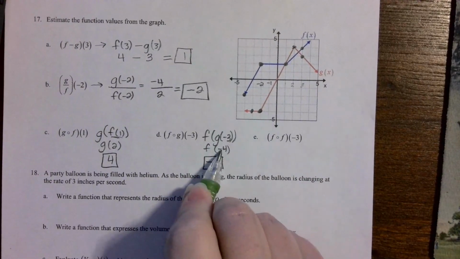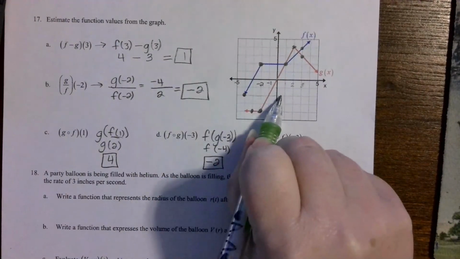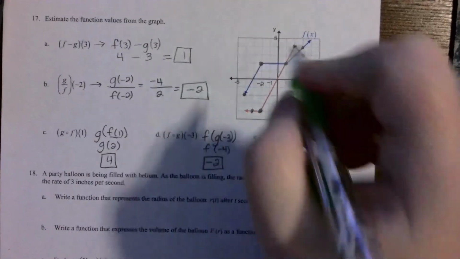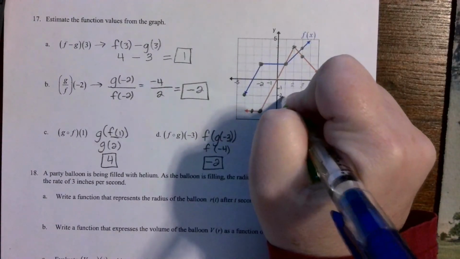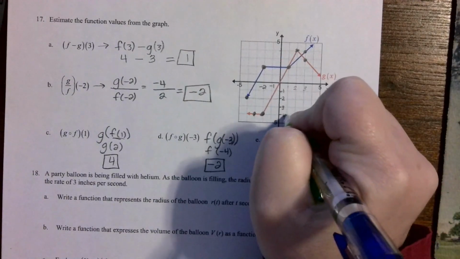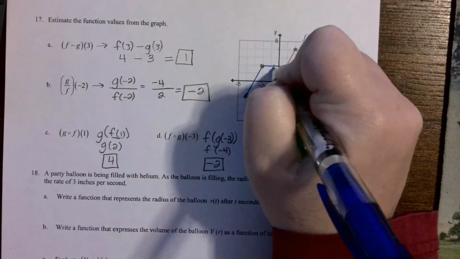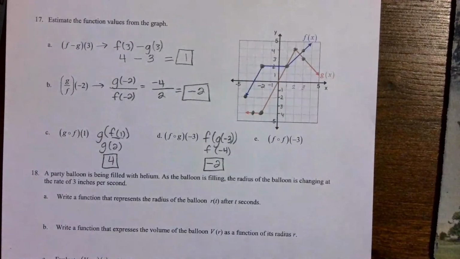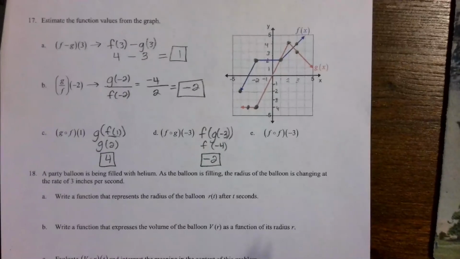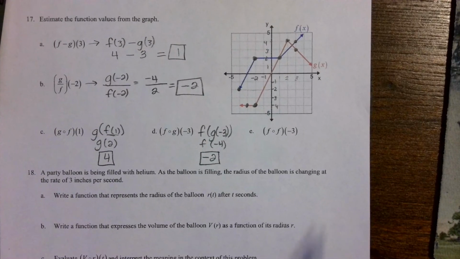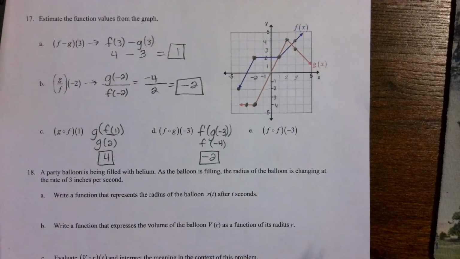Again, they give you the x. You're telling me what the y value is. Okay, so this is negative 1, negative 2, negative 3, negative 4, positive 1, positive 2, positive 3, positive 4. So you're giving me the y value. All right, hit pause for E. Give it a shot if you haven't already.